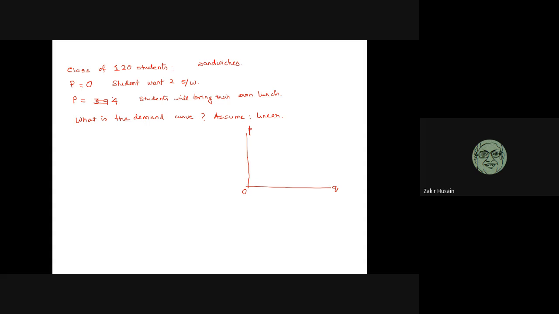Graphically, what do we get? If price is 0, what will be the demand? Every student wants 2 sandwiches. So sir, 240. Total market demand will be 240. And if the price is 4, then 0. So if you assume a linear demand curve, we just need to join these 2 points.